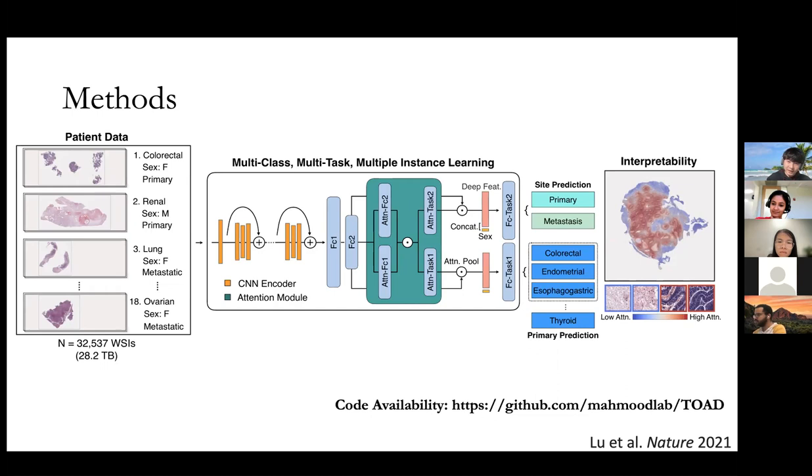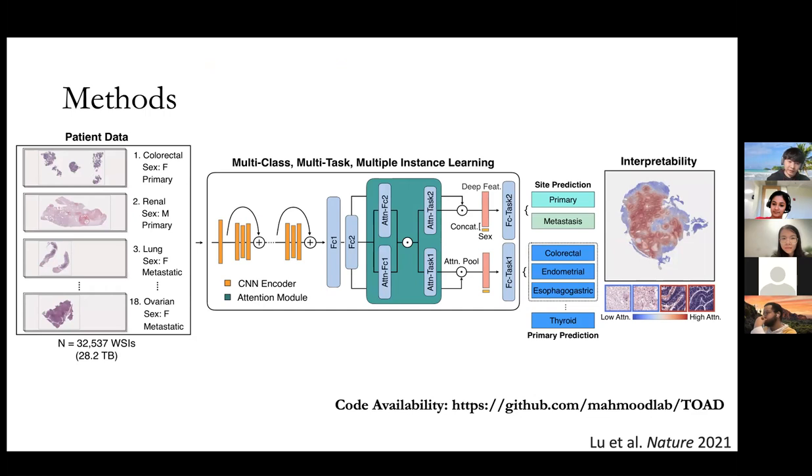I'm not sure if it's possible or common for a primary tumor to first metastasize to one location and then metastasize to a different location. I feel like even if that is possible, it's probably quite rare, and you're not going to have a lot of data points like that in the data set. But in any case, when we looked at this problem, it's just a simple multi-class. So it's not multi-label. Each slide will just be assigned a single primary.